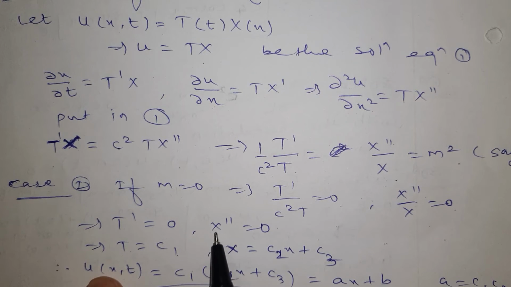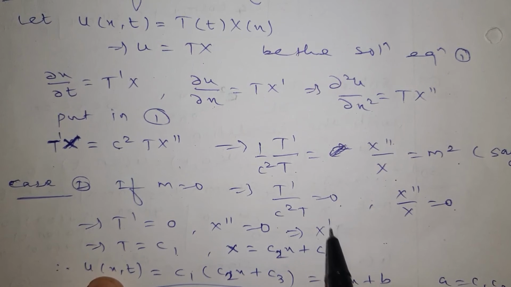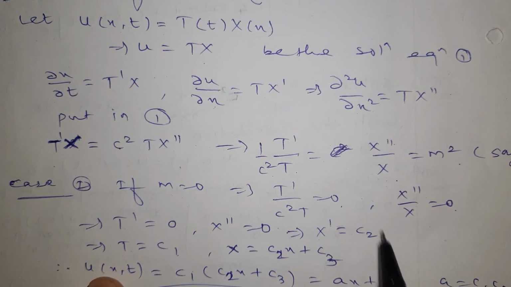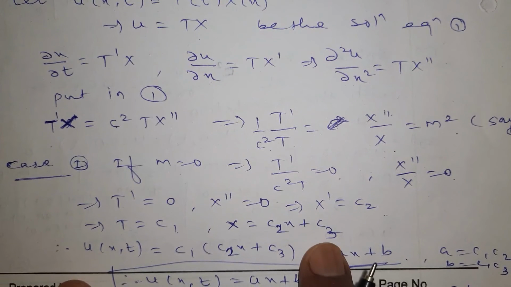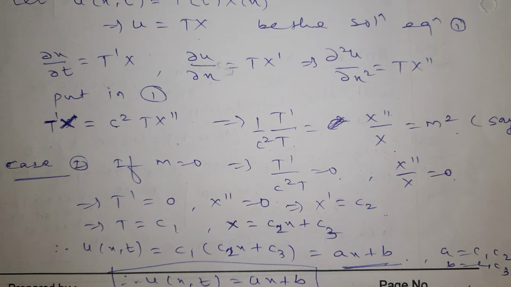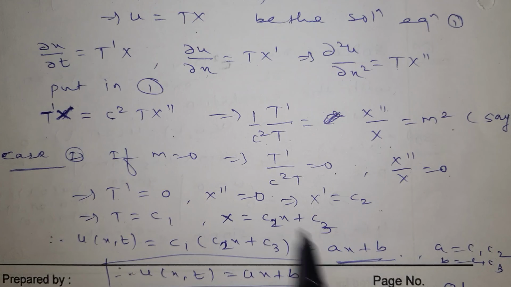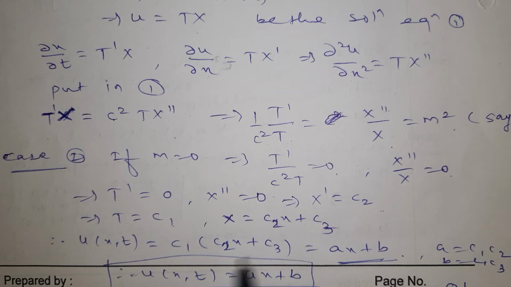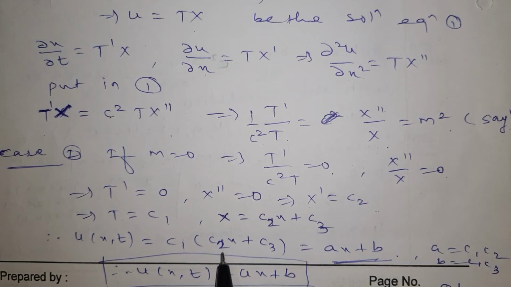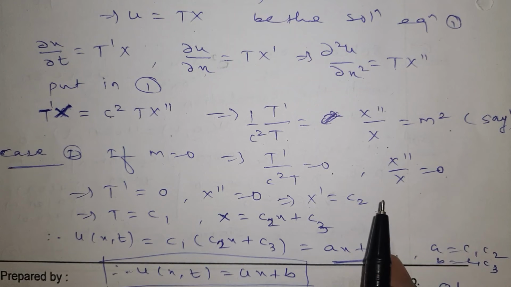Here if I integrate x double dash, I get x dash equal to c1, or you may call it c2, and again integrate. I get x is equal to c2 x plus c3. Understood? So this is my answer for the simple case. Or you may write it as ax plus b in that form also. If I put all these values, c1 into c2 x plus c3, multiply c1 inside and write it as ax plus b. Understood? So this is our answer when m equals 0.